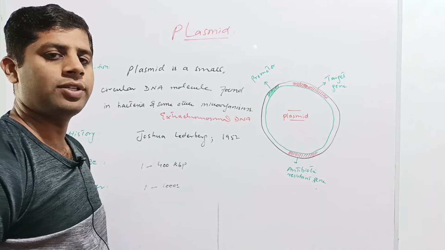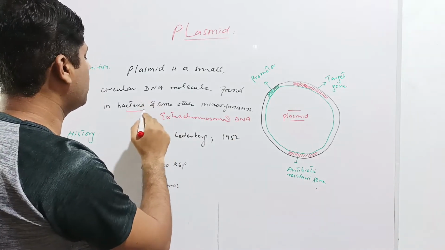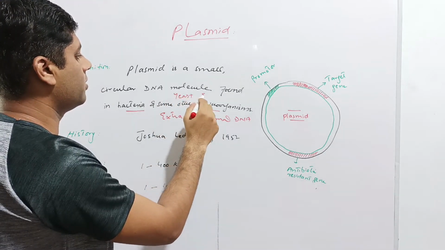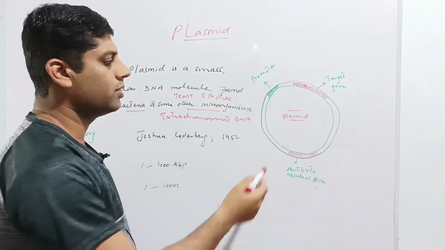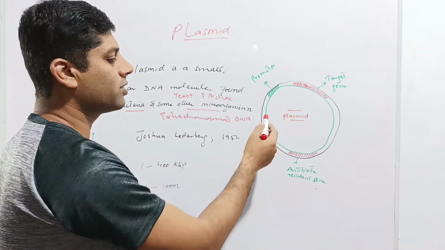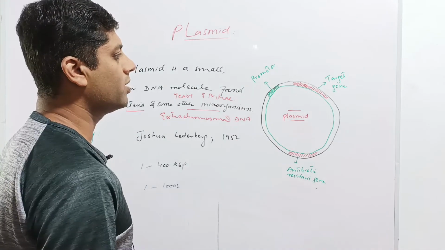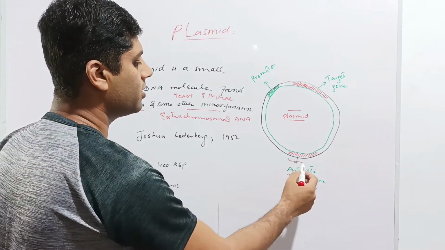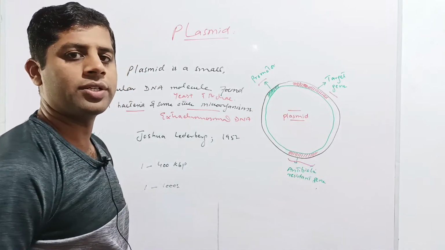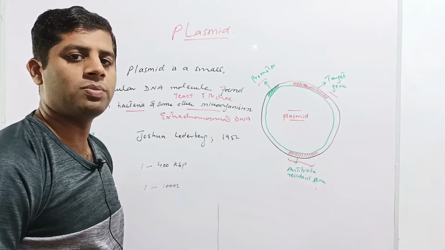As stated in the definition, plasmids are present in bacteria and some other microorganisms including yeast and archaea. This is a simple diagrammatic illustration of the plasmid, in which a plasmid is shown as a circular DNA molecule having three regions: the antibiotic resistance gene, the promoter region, and the target gene or gene of interest, where the gene of interest is inserted into the plasmid.